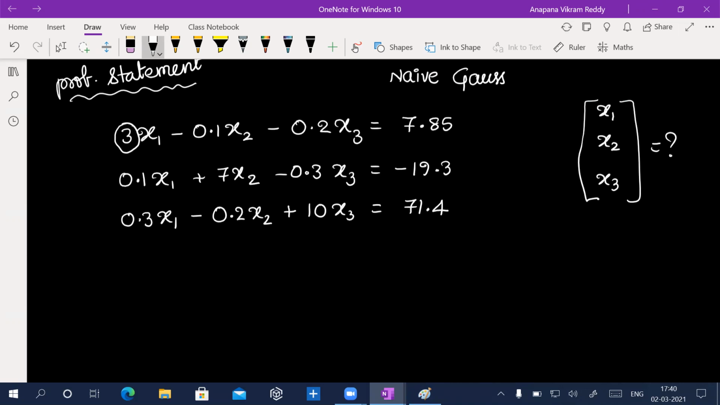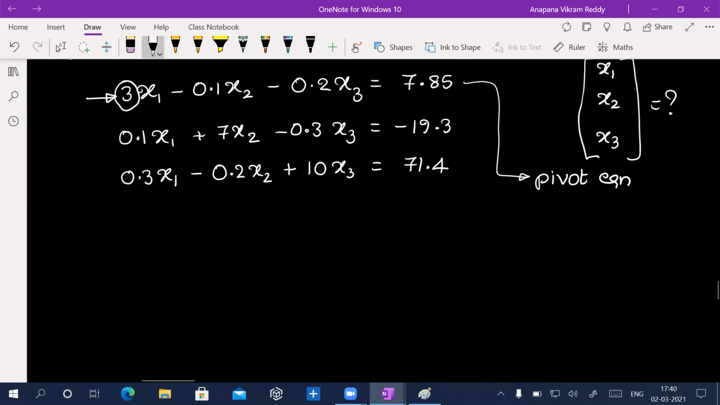Always, in computational methods, one of the problems we always have is division by 0. This element is called the pivot element, and the very first equation you are seeing is called the pivot equation. In the pivot equation, the very first element, in this case 3, is the pivot element or pivot coefficient.